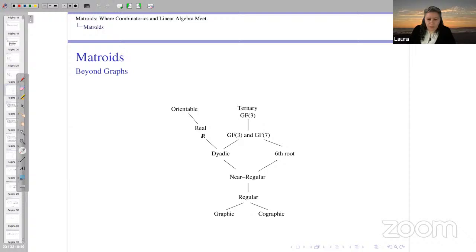So many of the things that we do for graphs, we can do for regular matroids. So if you have something that works on graphs, it often works on regular matroids. But once you go further up, things start to get a little bit difficult. So some of the coloring notions will work for regular. Some of the coloring notions will work for orientable. I've worked on a version of coloring that works for these complex matroids.